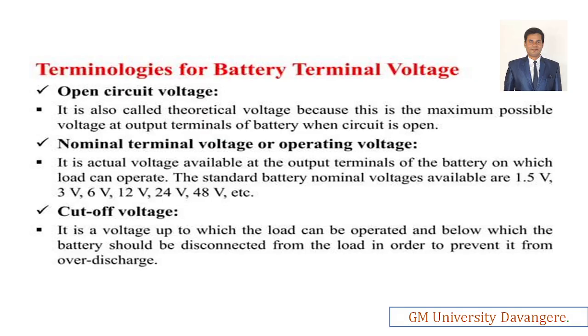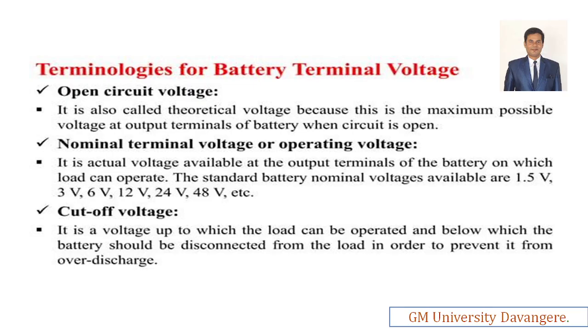All right, let us see the terminology of the batteries for the terminal voltage, right? Open circuit voltage is also called the theoretical voltage, because this is the maximum possible voltage at the output terminals of the battery when the circuit is open. So when you don't connect any load, the voltage will be the maximum, right? If we connect any load, a voltage will appear across the load, right?